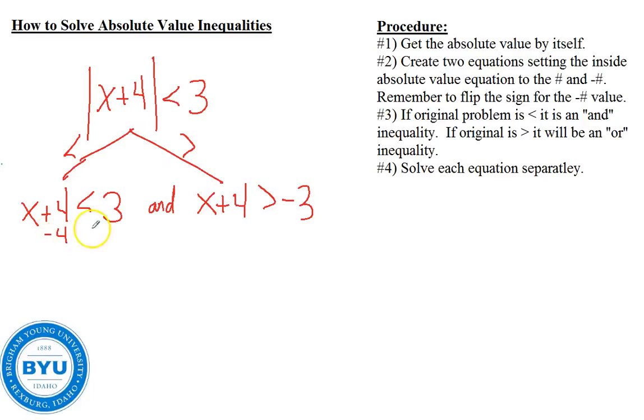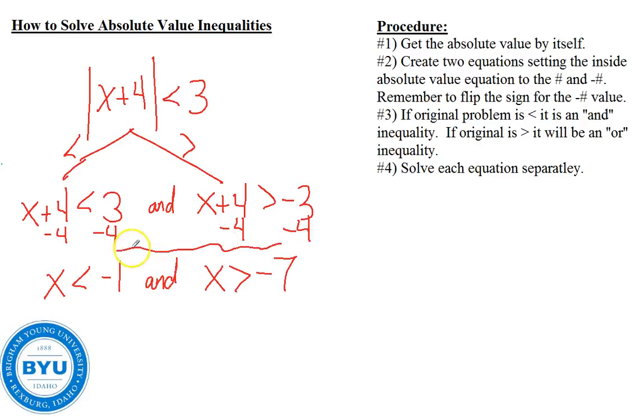So we'll subtract 4 from both sides, and I'm left with x is less than -1. Here we subtract 4 from both sides, and we're left with x is greater than -7. You could even graph this if you're required to. We would keep the word and here. This would be the algebraic answer: x is less than -1 and x is greater than -7.